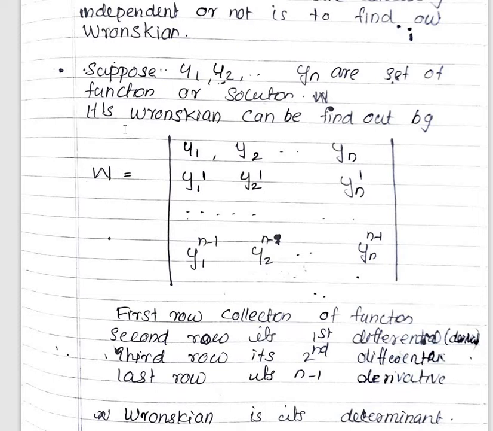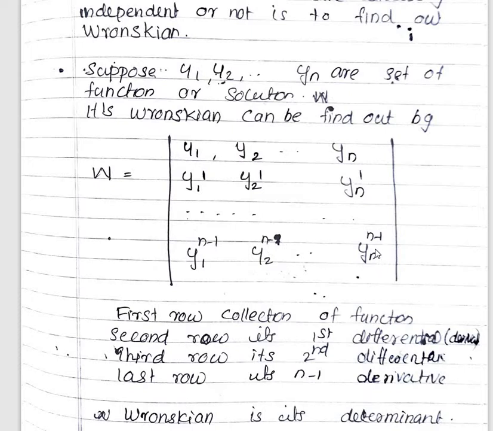W is known as the Wronskian. If there are n functions or n solutions, y1, y2, up to yn, we write them in the first row. In the second row, the first derivatives are written, that is y1 dash, y2 dash up to yn dash. We proceed like this and stop at the (n minus 1)th derivative. So the last row will be y1 of n minus 1, y2 of n minus 1, up to yn of n minus 1.